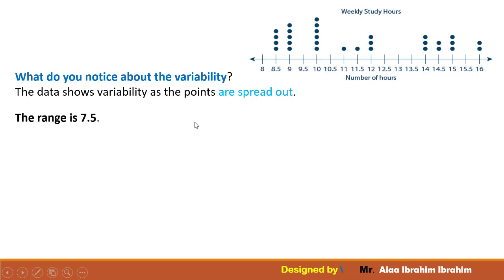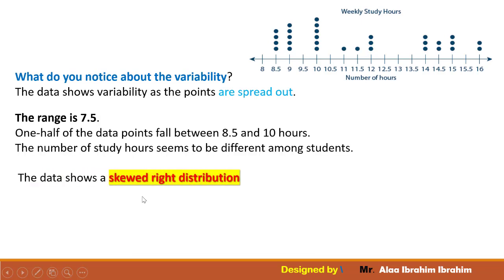So we're going to the range. How to find my range? We take the greatest value minus the smallest value. 16 minus 8.5 is 7.5. This is my answer.